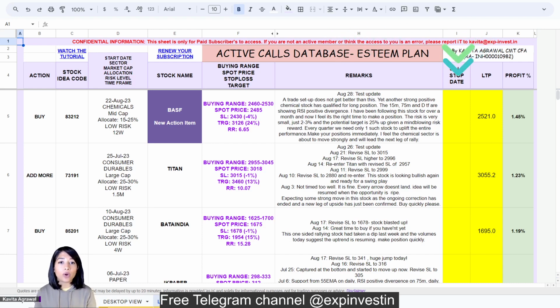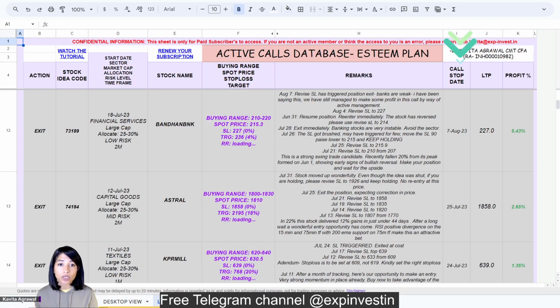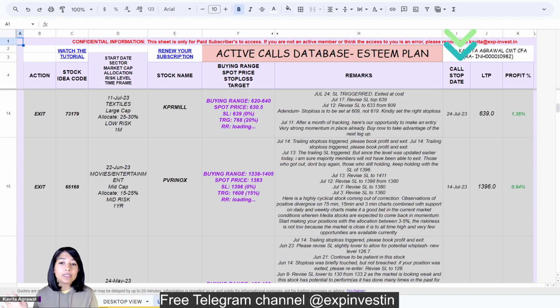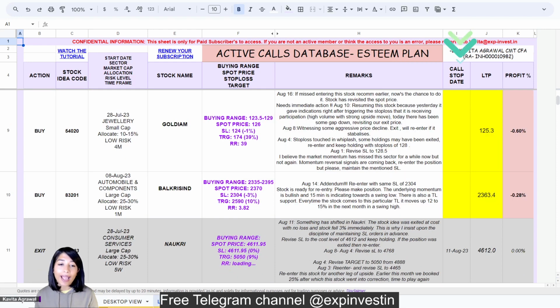The call stop date column is a very simple column which basically contains the date when a stock is closed. So whenever a stock is closed, you will see the entire row automatically highlights as gray, and this tells you that the stock idea is no longer active. Usually whenever a stock idea is closed, I also include the remark on it.